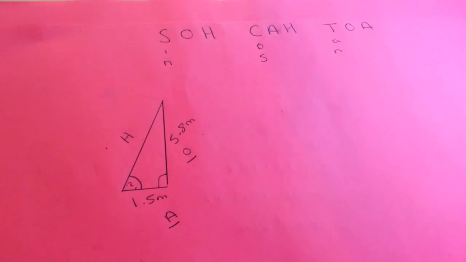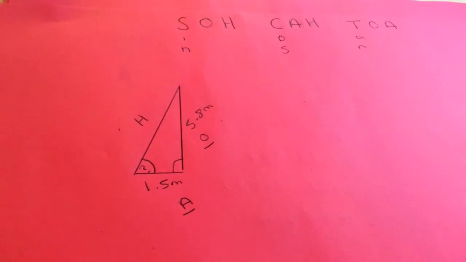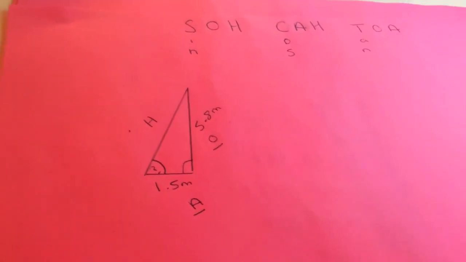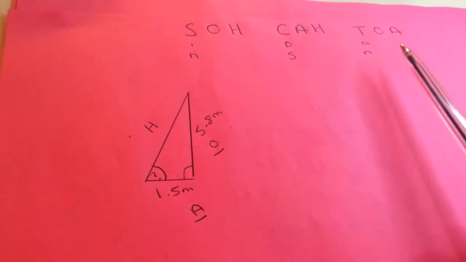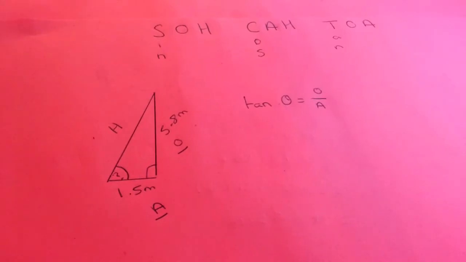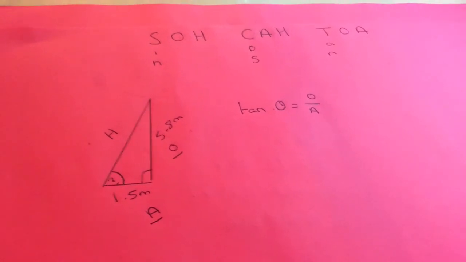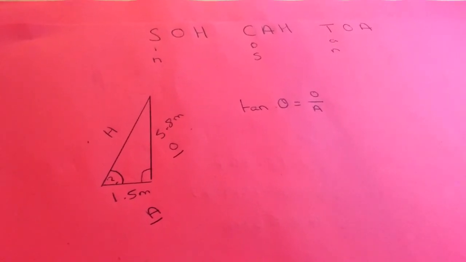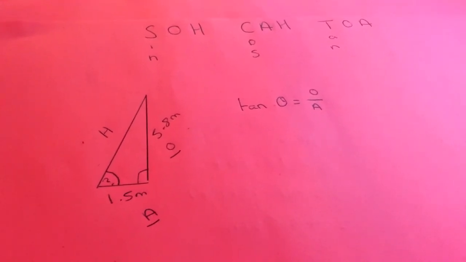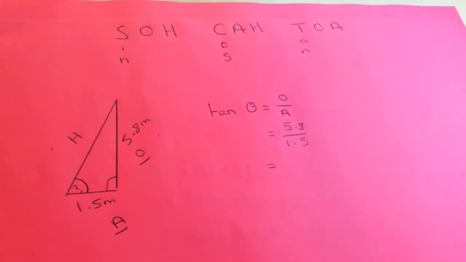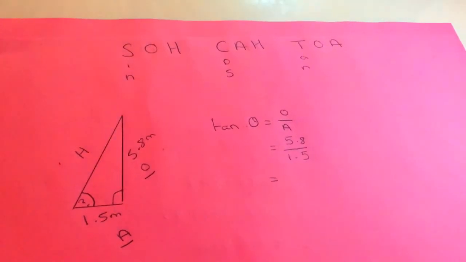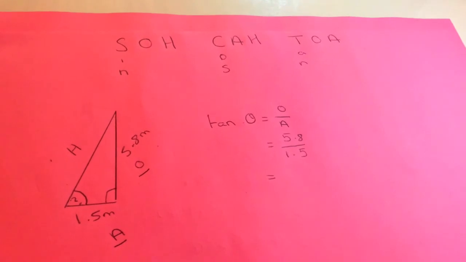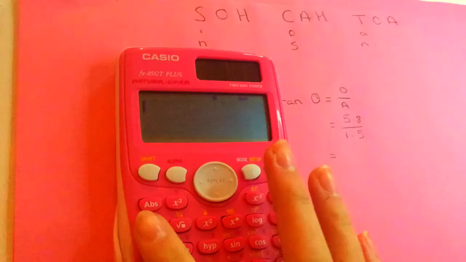We then underline the O and the A. Then we go back to our SOHCAHTOA and see which one contains an O and an A. We can see that this is tan, so we put tan theta equals O over A. Then we fill in the numbers, which is 5.8 over 1.5.